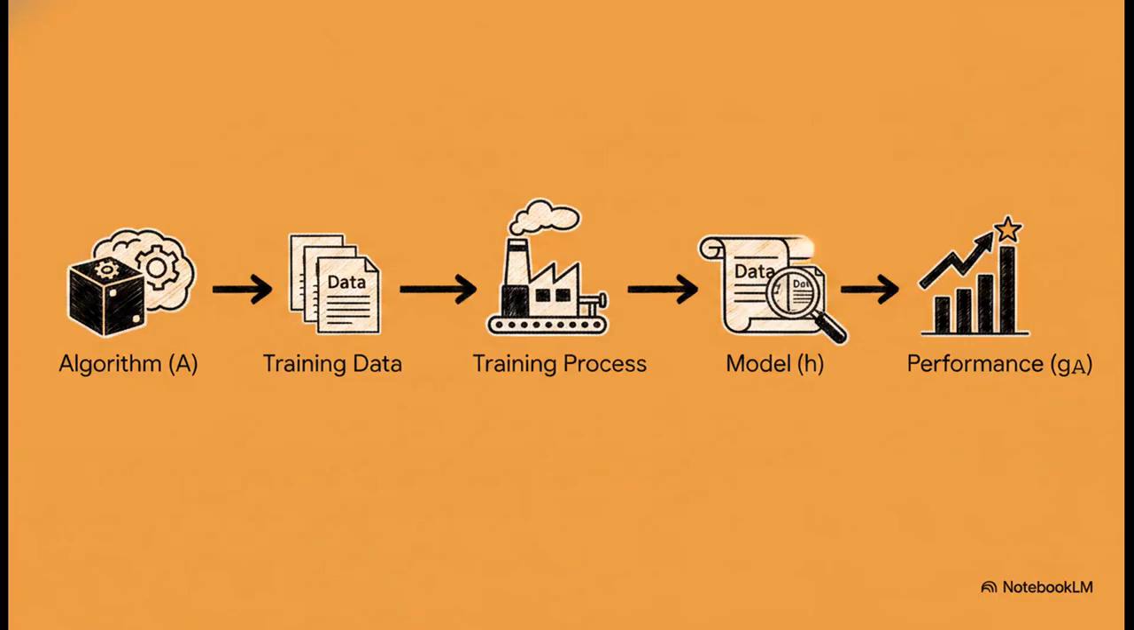Now, I know, math on a slide, but don't let the symbols freak you out. All this equation is really saying is that the final performance of our algorithm, that's GA, is just the score of a model, H, on our test data. And that model H is just what our algorithm A built from the training data. It's just a formal way of writing down that classic train-then-test process.